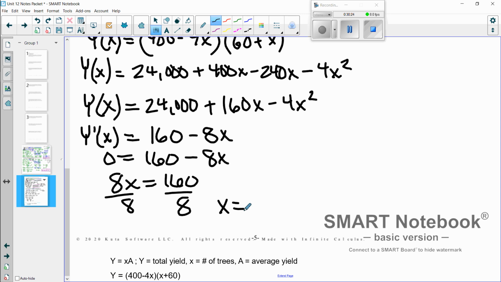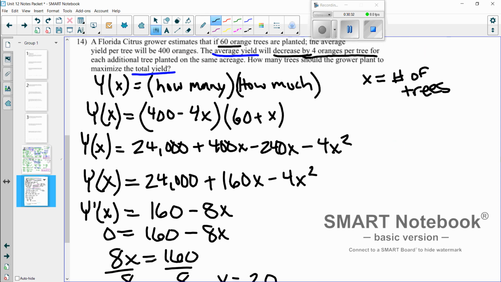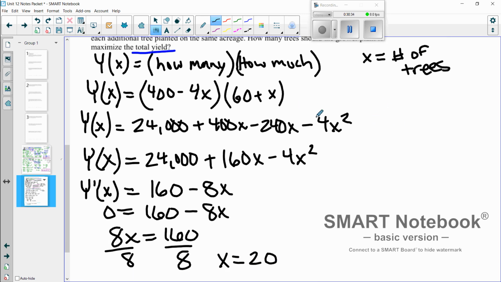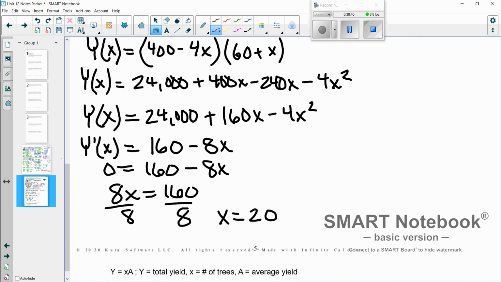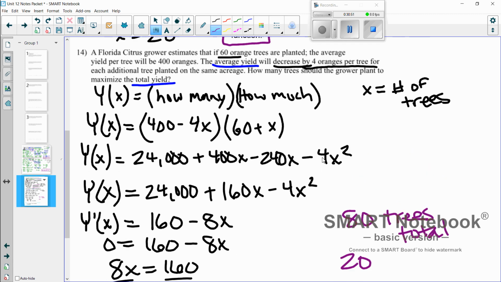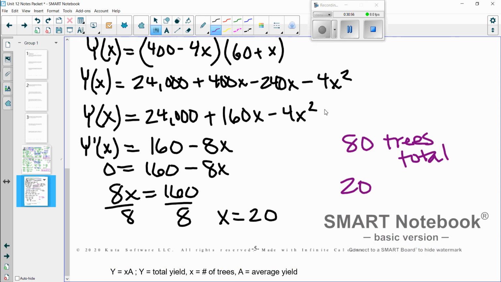X equals 20. So what that is telling us is we need to add 20 more trees to our farm to get our total maximum yield. So we started with 60 trees. We're adding 20 more. So 80 trees total should be planted. It doesn't actually ask us whether it's the total number of trees or the number of new trees, but it is 20 new trees, just to make that distinction.